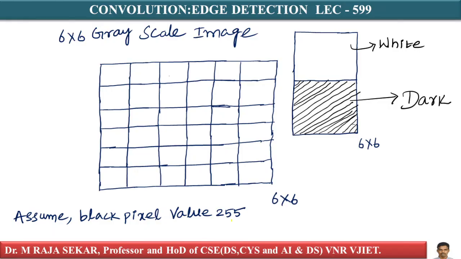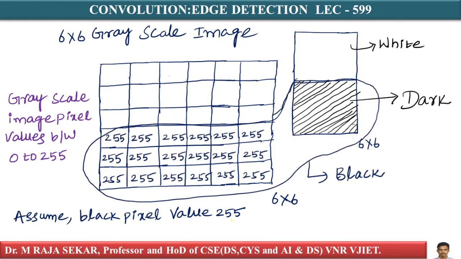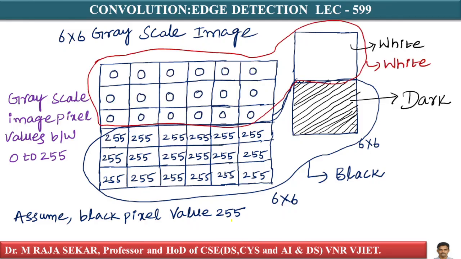It's a grayscale image, and grayscale basically means it has values between 0 and 255. So I am putting all these values. Wherever 255 is written, that pixel is black or dark. All the pixels that are white, I am putting a value of 0. A very, very simplified notation.